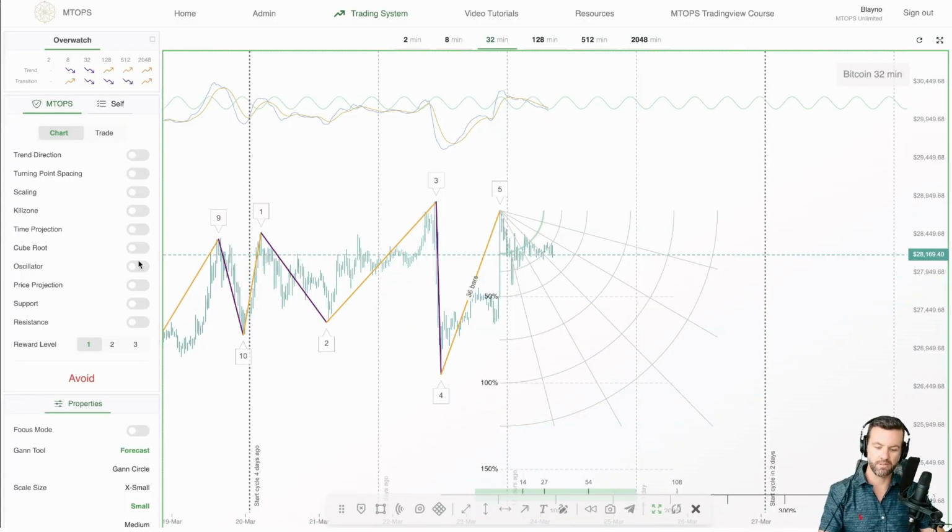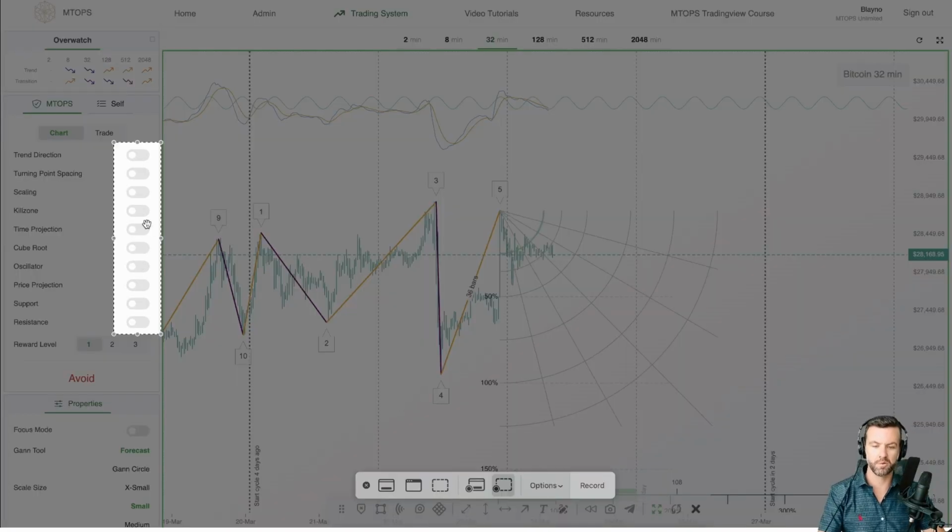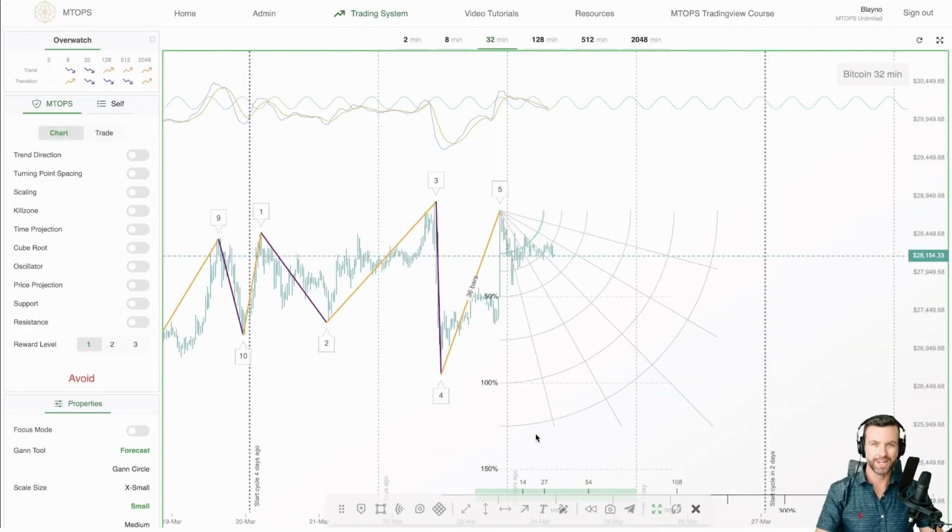Now let's shift our attention to the right-hand side, where you'll find these switches. These switches are the driving force behind the MTOPS probability algorithm, which you'll learn to apply in the MTOPS trading course. For now, all that you need to know is that these switches can be turned on or off depending on whether there's confluence between the market and that specific influence.